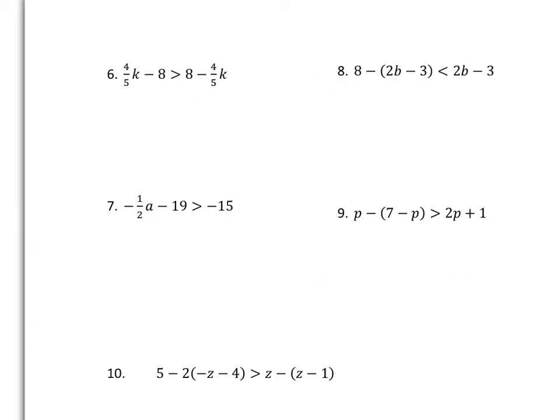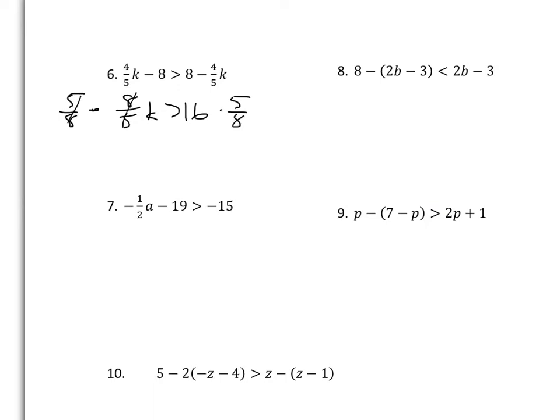Okay, so in number 6 here, we're going to get all the k's to the left, numbers to the right. So we'll add a 4/5 k. So we've got 4/5 k plus 4/5 k is going to be 8/5 k. Add the 8 to the other side, to the right, and we'll have 16. Now to get k by itself, we need to multiply both sides by the reciprocal. Multiply both sides by 5/8.